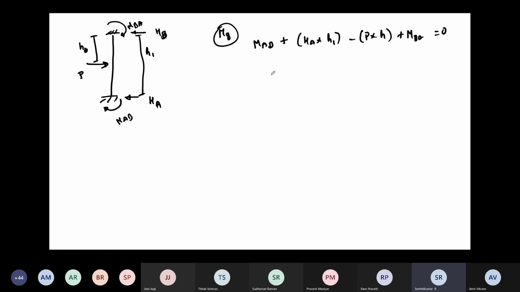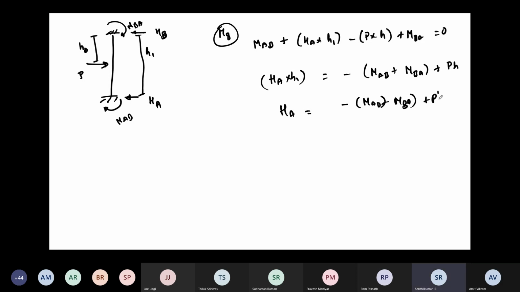Now I have to find out what is my HA. HA into H1 will be equal to minus MAB plus MBA plus P into H minus P into H will come as P into H. So finally HA will be equal to minus MAB plus MBA plus P into H divided by H1.